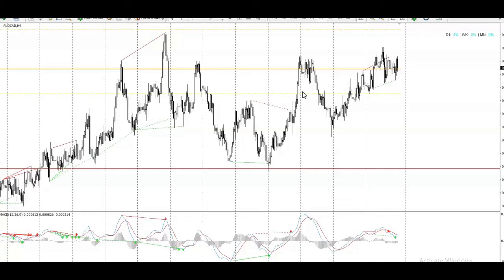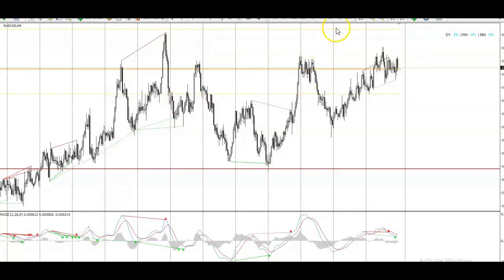Okay, so this is setting up nicely. So it is, and we're going to look to take this more or less on the open next week. Now you might say, can I look down in the lower time frames? I don't need to look down in the lower time frames for this.